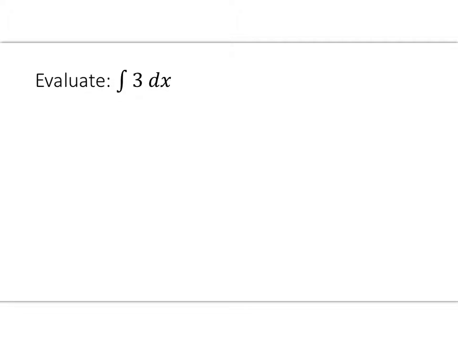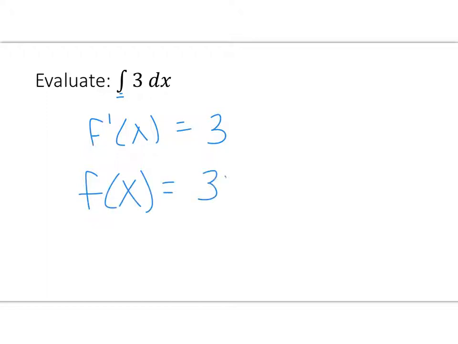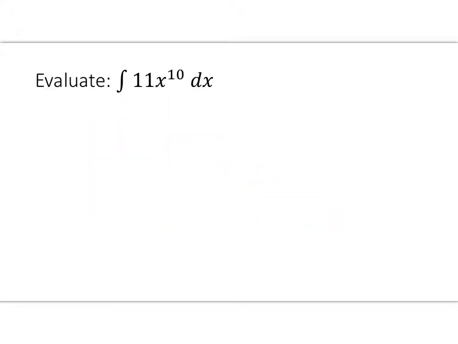All right, let's try a couple. I want to evaluate the antiderivative of 3 dx. This sign here is also called an integral sign, and I know this was my derivative. So the f prime of x when I did this was 3, and I want to know what the original function was that I started with. This tells me that the original function F of x is 3x plus some constant. I don't know what it was, but it's going to be a constant term because the derivative of a constant is equal to 0.